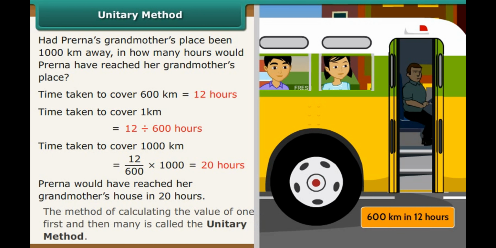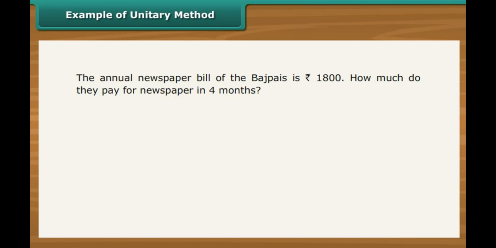The method of calculating the value of one first and then many is called the unitary method. Example of unitary method. The annual newspaper bill of the Bajpayis is rupees 1800. How much do they pay for newspaper in 4 months?